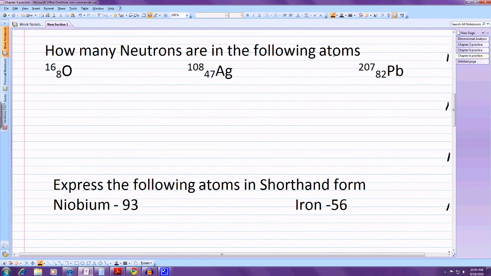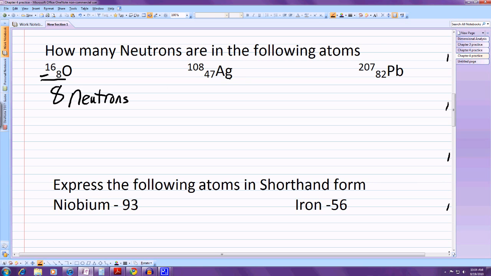How many neutrons are in the following atoms? So we don't even have to look at the periodic table now. We've got all our information given to us already. So let's get rid of that real quick. Okay, so oxygen, 16 minus 8. That gives us 8 neutrons in oxygen.